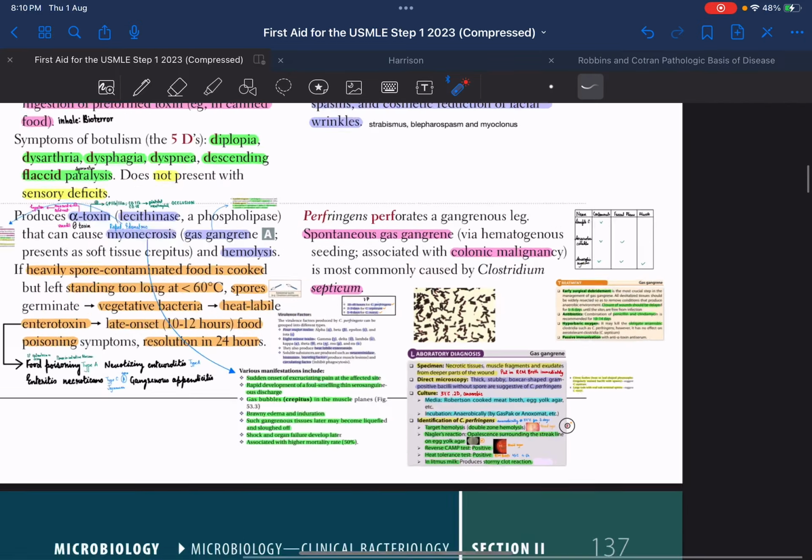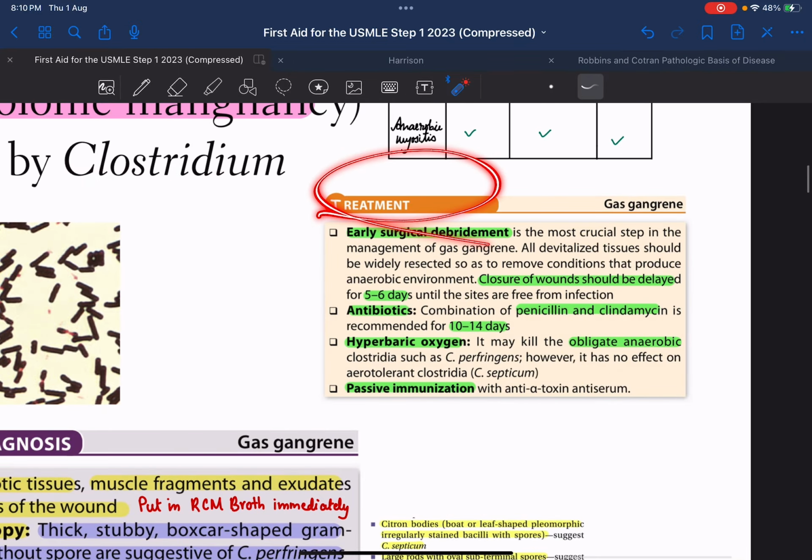Okay. So now, next, moving on to the treatment. The most crucial step is early surgical debridement. You need to remove the necrotic tissue and clear it off as soon as possible, and we should not close the wound immediately, because we never know if the site is free from infection, right? So we take some time until we close the wound.